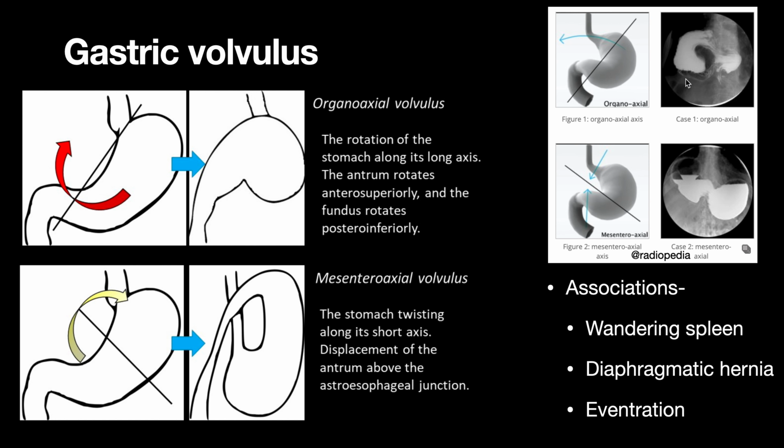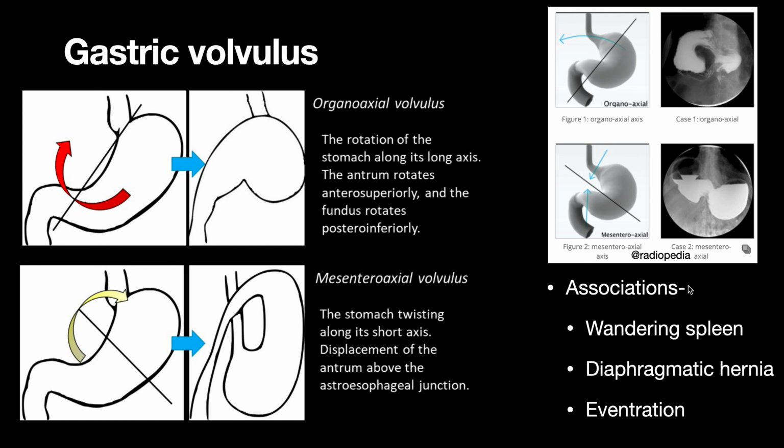And this is the picture taken from Radiopaedia. You can clearly see how the flipping of the greater curvature has gone this side and the lesser curvature has come this side, and this is the flipping which has occurred: the antropyloric region of the stomach has come above, whereas the fundus has gone below. So this is the mesenteroaxial volvulus, and this is the organoaxial volvulus on barium swallow or barium meal.